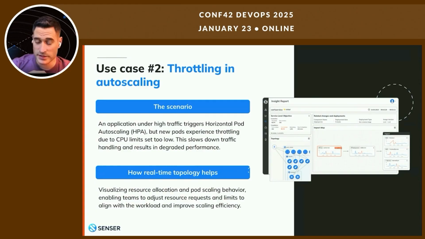How will real-time topology help here? Of course, first, being able to visually see the different interactions, visualizing the resource allocation. Are there more nodes or node groups being allocated as part of the pod scaling? That would enable teams, together with the other observability telemetry data, to either adjust the resources, limit the bandwidth, or do whatever it takes to solve it. But just the ability to understand that this is an infrastructure issue, not an application issue, is already at least 50% of the way towards the solution.